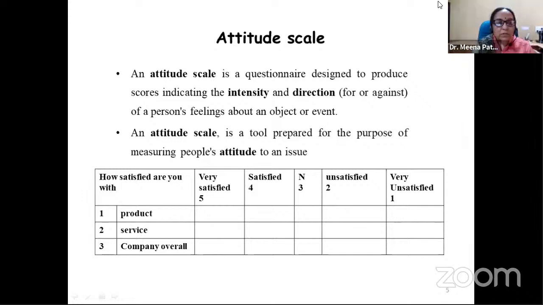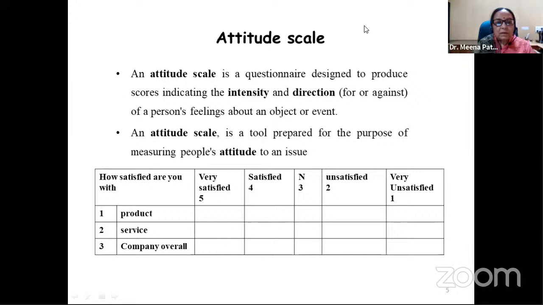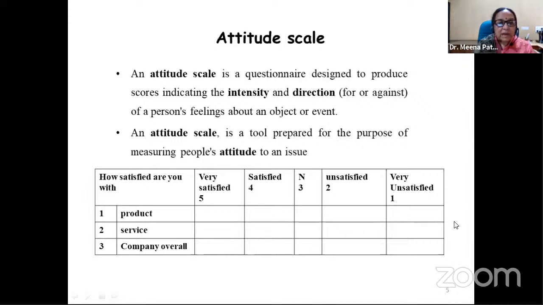So now continue with the attitude scale. An attitude scale is a questionnaire designed to produce scores indicating the intensity and direction of a person's feeling about an object or event. Say, for example, attitude is a qualitative measurement, but to quantify that attitude or quality, we have to give some score on the scale, and for that there is a development of attitude scale.